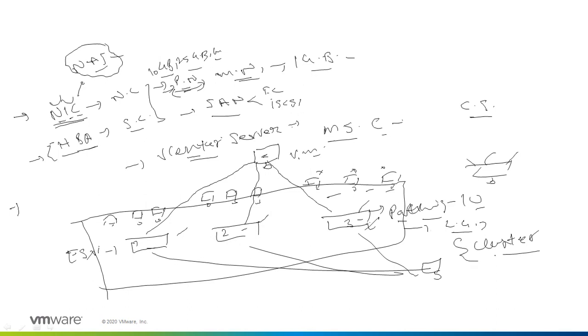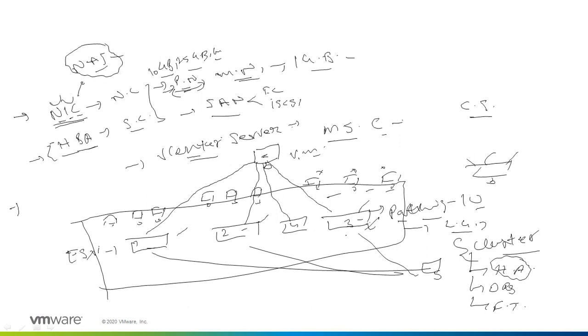So what is the advantage of that cluster? Under this cluster, we can enable multiple features like high availability, DRS, and FT. If we enable high availability, now it's a team of your ESXi hosts. So what is the advantage of making them a team?